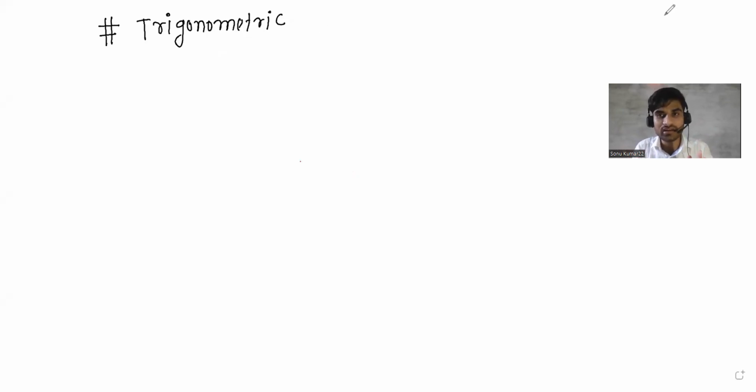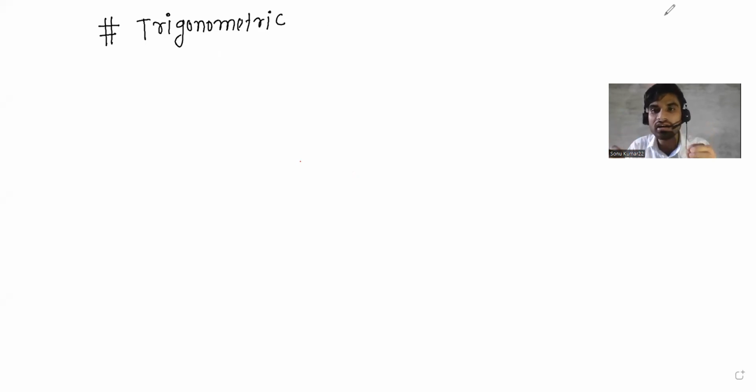In a right angle triangle, you also know that the square of the hypotenuse is equal to the perpendicular square plus the base square. So in trigonometry, especially in the 10th class, we are going to discuss the right angle triangle. If you want to understand trigonometry in a better way, first you have to understand the right angle triangle.